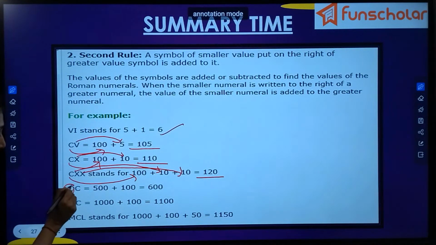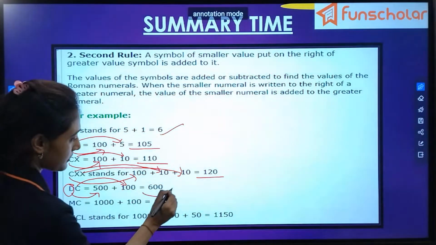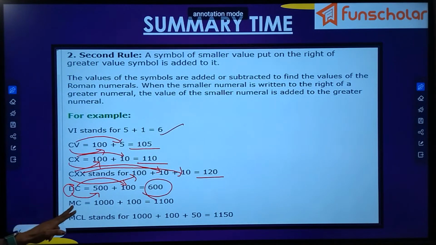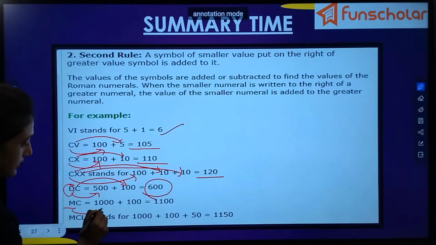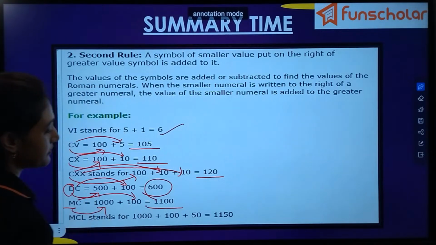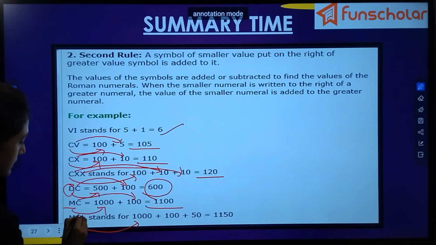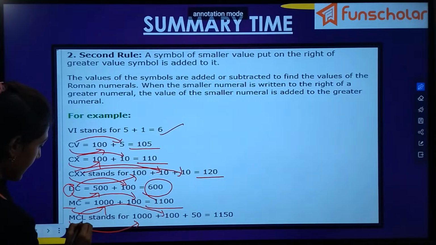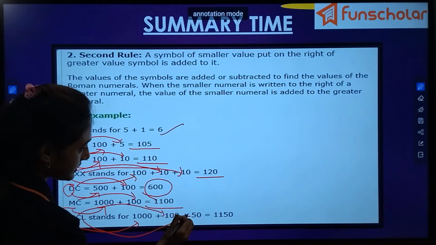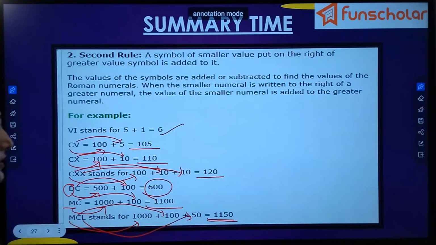Now D is what? 500 plus C, which represents 100, becomes 600. Now M represents 1000 and C represents 100, so it becomes 1100. Now MCL: M represents 1000, C represents 100 and L represents 50. Then 1150. Okay.